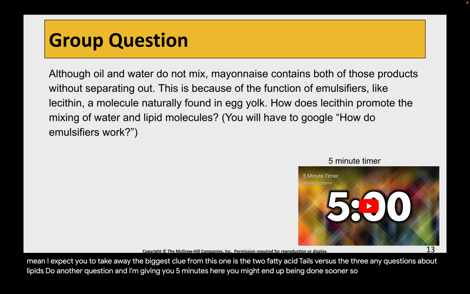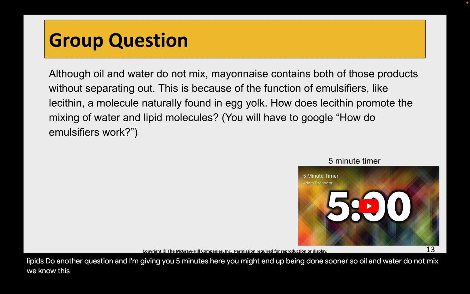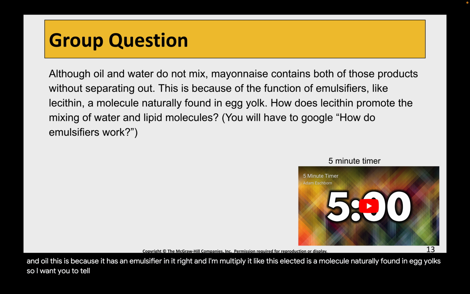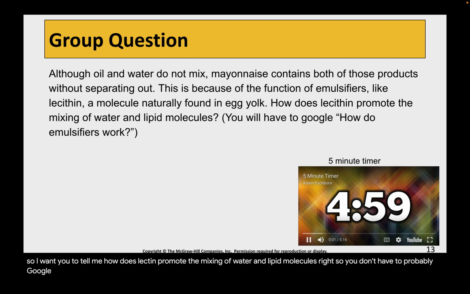So, oil and water do not mix. We know this. But mayonnaise actually contains both of these products, and mayonnaise does not separate out into water and oil. This is because it has an emulsifier in it. An emulsifier like lecithin is a molecule naturally found in egg yolks. So I want you to tell me, how does lecithin promote the mixing of water and lipid molecules? You'll probably have to Google how an emulsifier works.